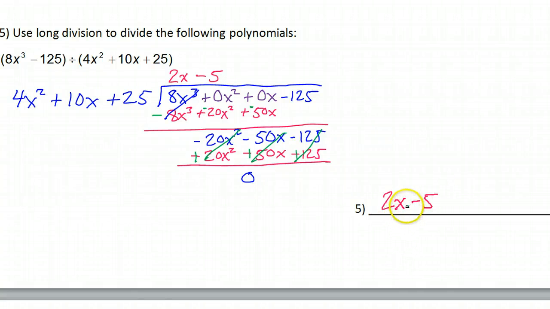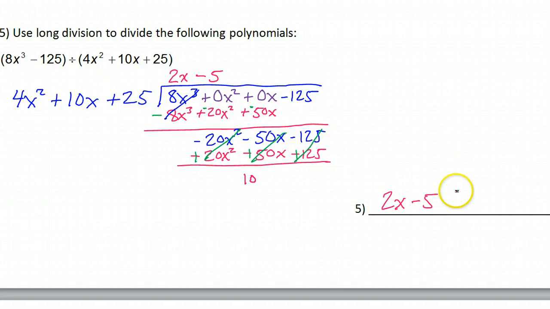Alright, so as far as the answer is, this quotient is the 2x minus 5. Okay, and that's it. Just so you know, what if there had been a remainder, something other than 0? So that is the answer. I'm just doing a quick what if. Alright, so what if we had gotten a 10 down here or something?